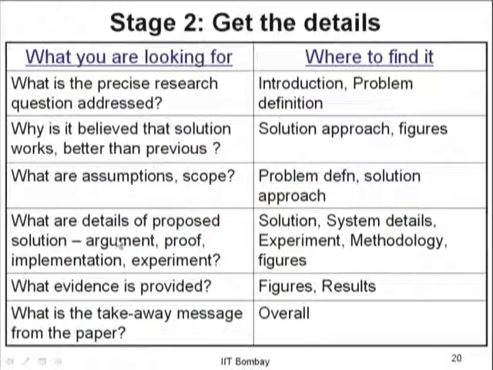Then comes the details of the actual solution, and as I mentioned earlier, this is in the form of an argument or a proof or an implementation or an experiment, depending on the type of paper that you are reading. What type of evidence is provided? We have gone through it a little bit, but now you have to look at the figures in much greater detail. You have to critically evaluate the results and so on. For example, what you need to look at in the figures is the following. I am looking at this part.